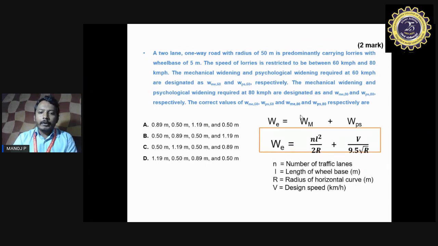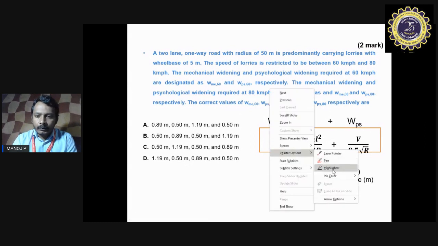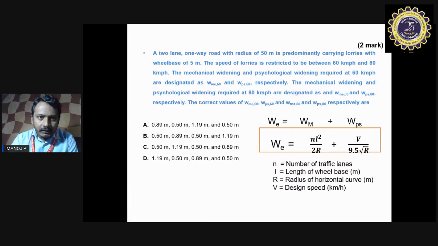Here, N represents the number of traffic lanes, L represents the length of wheelbase, R represents the radius of the horizontal curve, and V represents the design speed. Substitute the values here. What is the value of N? N is given as the number of lanes. It is a 2 lane road. The value of N is 2.